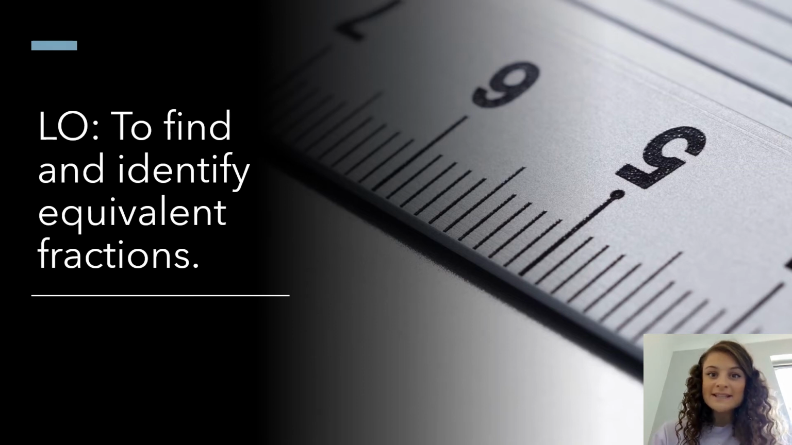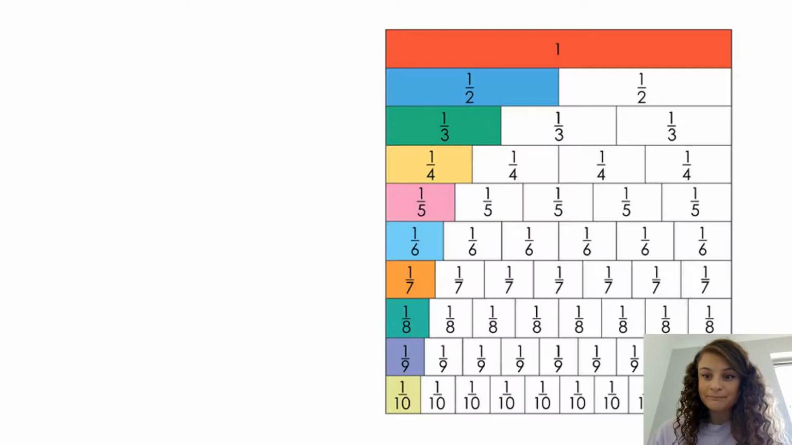Morning, Year 3. Today we're going to be finding and identifying equivalent fractions. Equivalent just means fractions that look the same. Okay, I have got a fraction wall on my screen. This is the same one that you saw yesterday. So I'm looking for any equivalent fractions that I can see. I'm going to highlight my equivalent fractions so that you can see them as well.